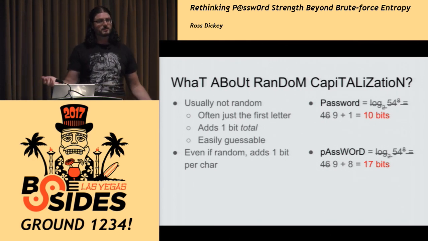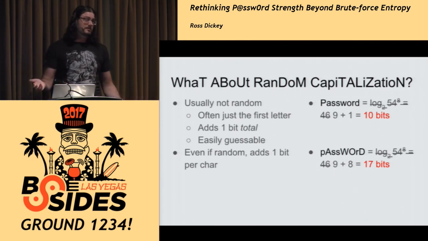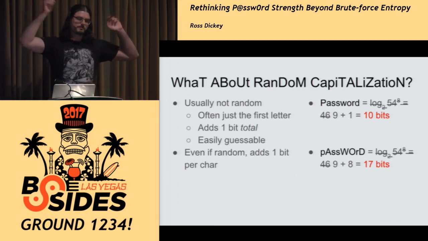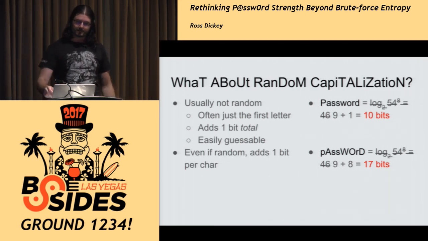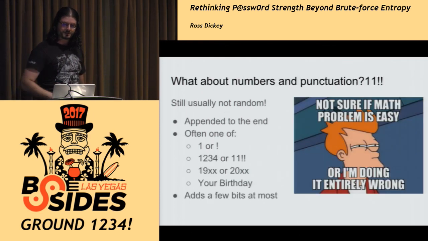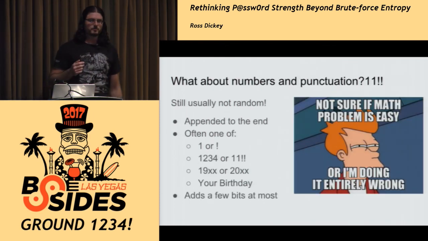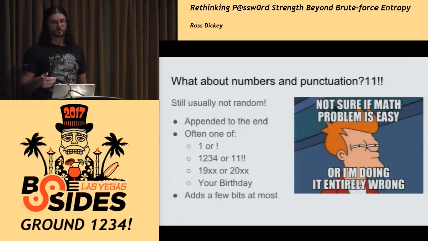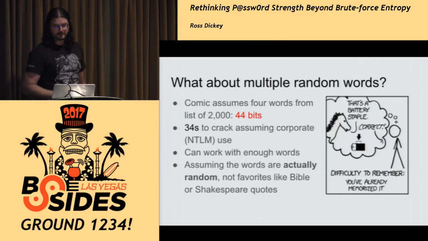Random capitalization, it's usually not random. It's usually the first character of the password that is capitalized, and they say, yay, now I'm password compliant. So that doesn't help much. As for punctuation and numbers, if they're not leet speaking, people are just adding it to the end, and that only adds a couple of bits of entropy at most, especially because it's usually a birthday or 1, 2, 3, 4 or something dumb like that.